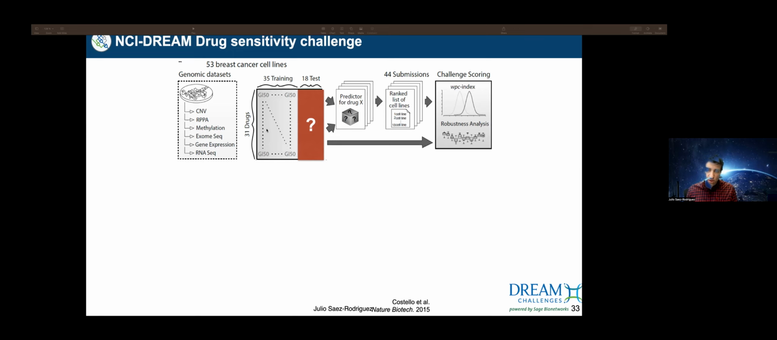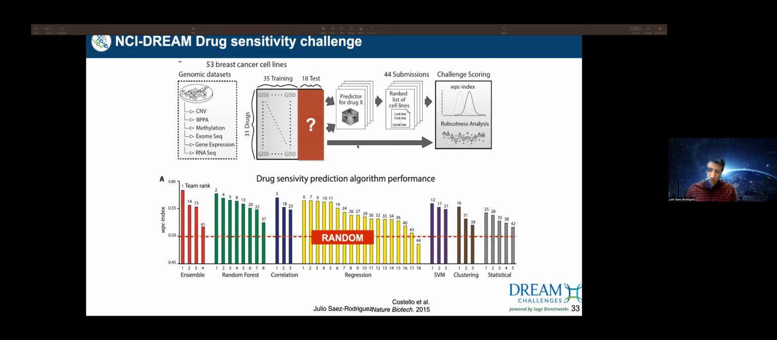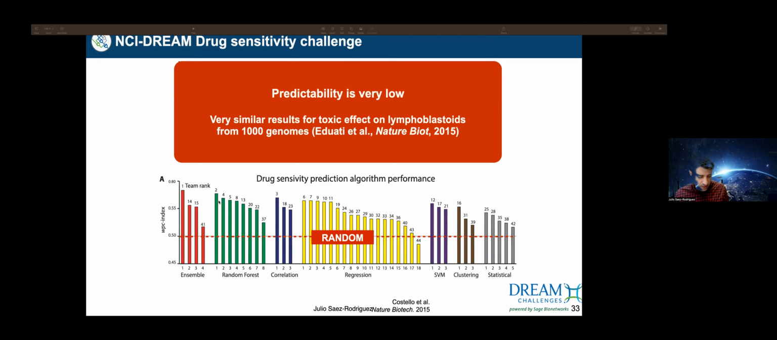And when we ran this challenge, we had 44 teams participating, and we also found that the prediction is not very good. So this is just the prediction of the different participants, each column, and the red line is random. So all but one team were beating random, but they were far from perfect. So this parameter here should go all the way up to one to define a perfect performance. So the bottom line is the predictivity is very low. It was not only what I saw with our research, also in the context of the DREAM challenge, we found predictability is very low.